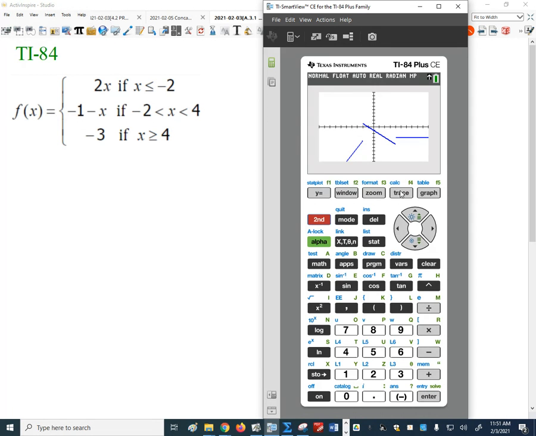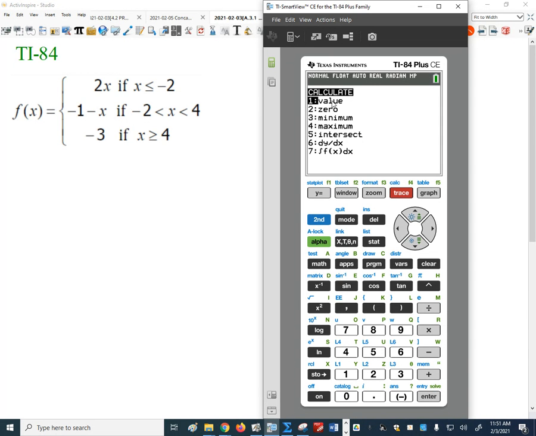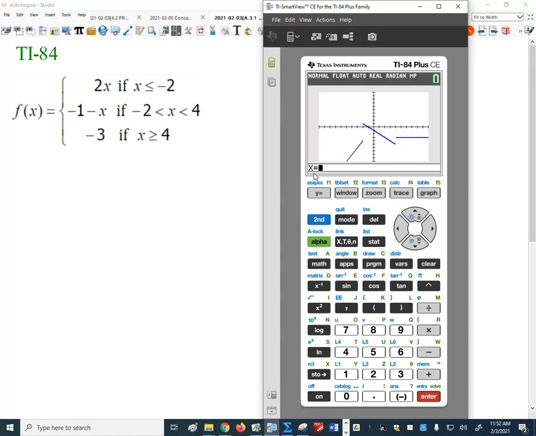If I go second, calc, then I can do all kinds of things. I can find the zeros of functions, the x-intercepts. I can locate the minimum and a maximum of the function if I want to. I can find where graphs intersect. I can find the slopes of graphs, all kinds of stuff. Well, the first one is value. If I choose value, it's going to ask me for an x value, and I can plug in any value I want to. Like, what if I plug in 0 for x?